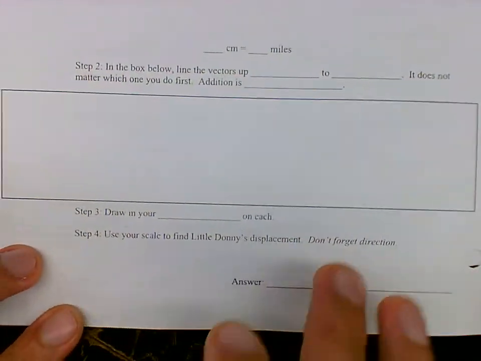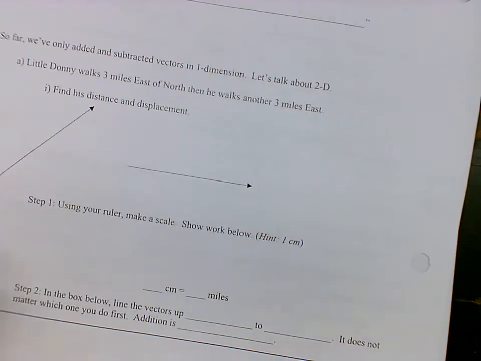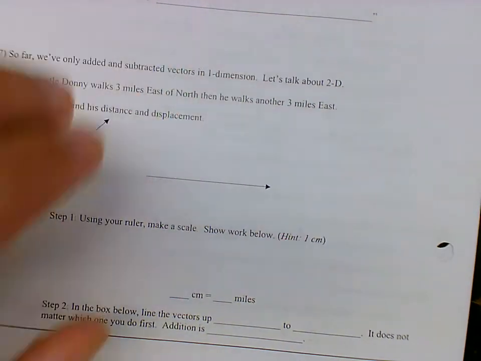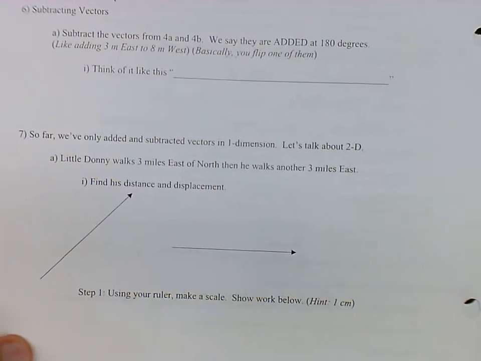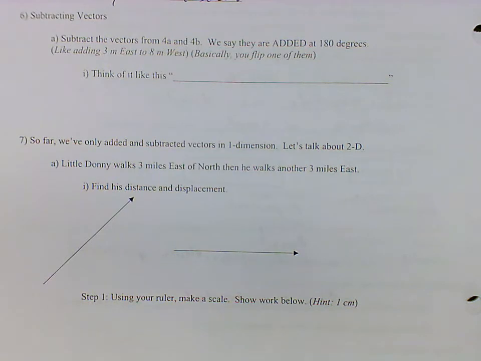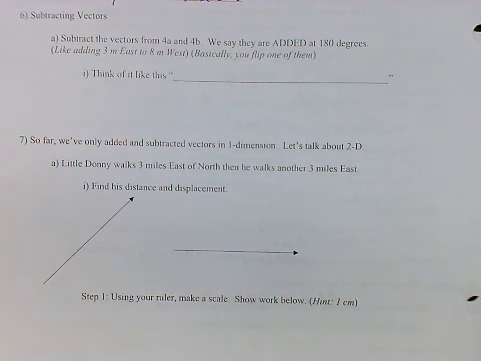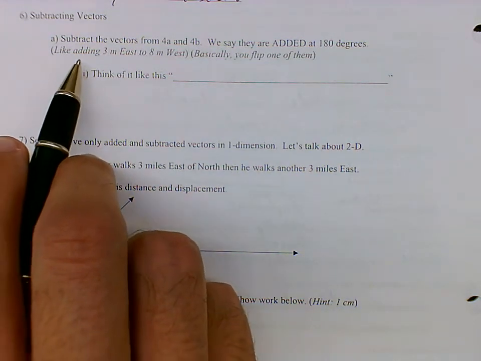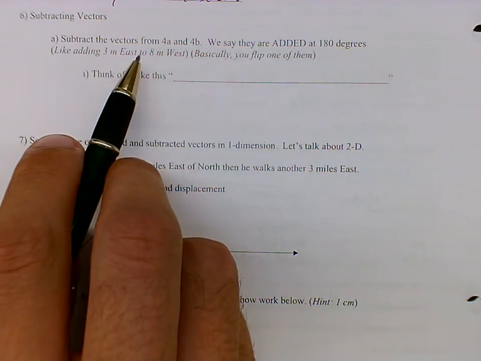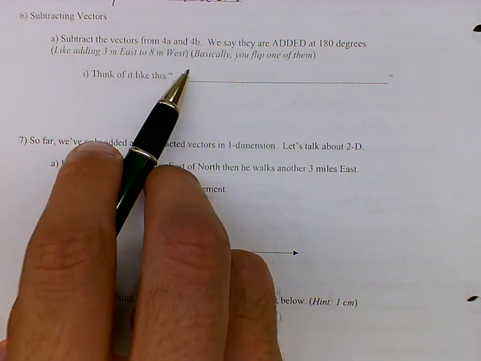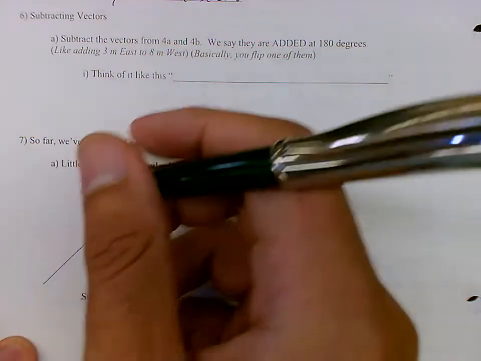Now, subtracting vectors. You will rarely ever be asked to subtract vectors in this class. We'll just talk about it briefly. So it says subtract the vectors from 4a and 4b. We say they are added at 180 degrees. Sorry for the sound in the background. There's some drilling going on outside. So we say they're added at 180 degrees. It's like adding 3 meters east to now 8 meters west. Basically, you just have to flip one of them.